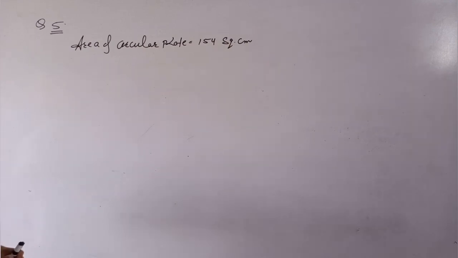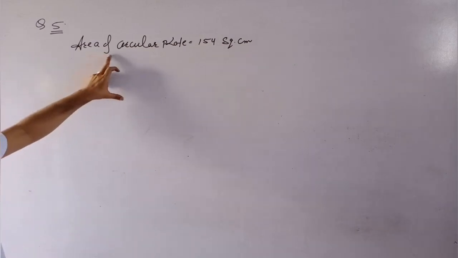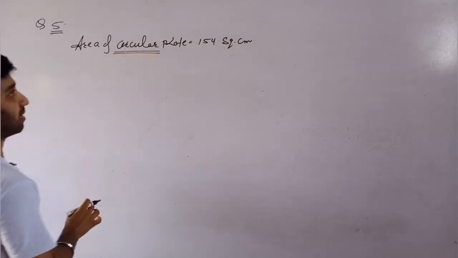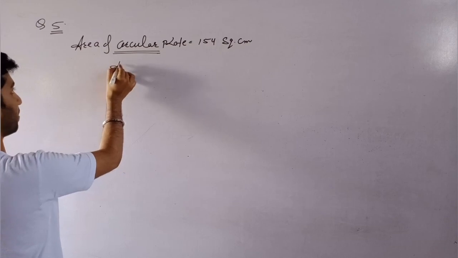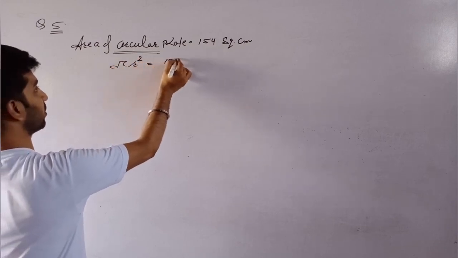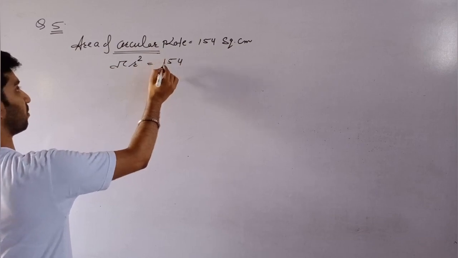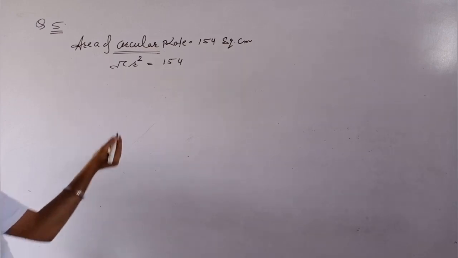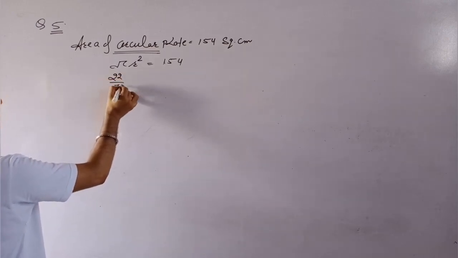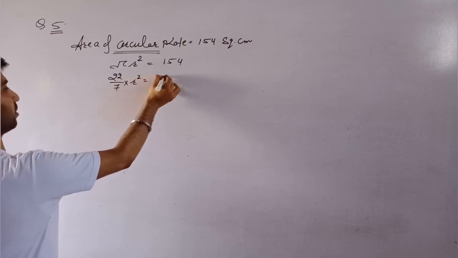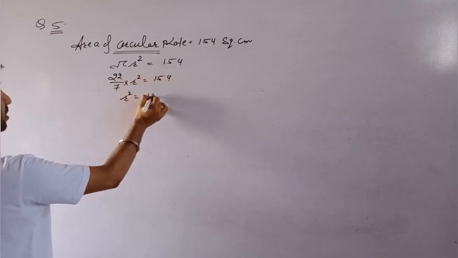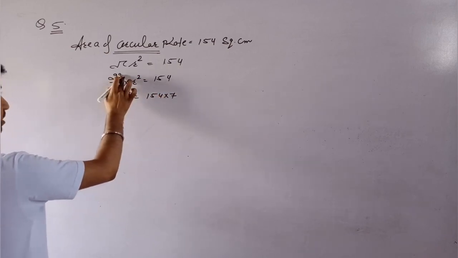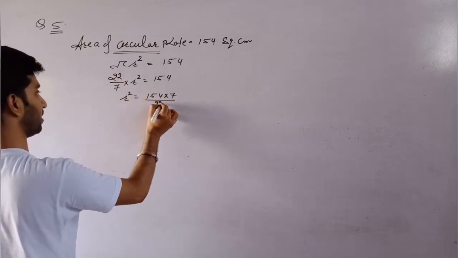So find its circumference. It is given that the area of the circular plate, we know that it is the shape of a circle, and we know that area of circle is given by pi r square is equal to 154. By solving this, first of all we will find the value of radius r, then we will find circumference by using 2 pi r. Pi is 22 upon 7, r square is 154. So r square is equal to 154, 7 is in divide, so by transposing it will be in multiply, and 22 is in multiply, so by transposing it will be in divide.